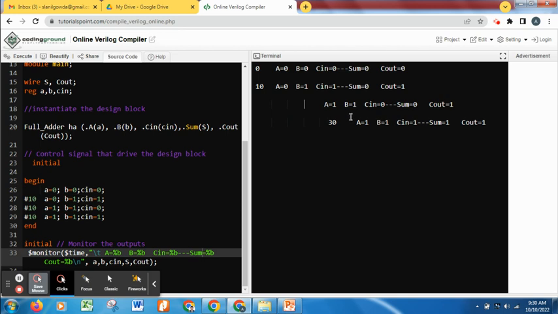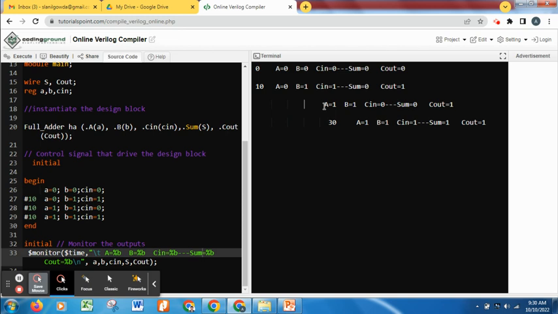The next combination, after 10 time units of delay, at the 20th time unit, the value of A is 1, B is 1, and C in is 0, which also leads to sum 0 and C out 1. And at the 30th time unit, since the last combination I have provided is 1, 1, 1, in response to that, sum is 1 and C out is 1.